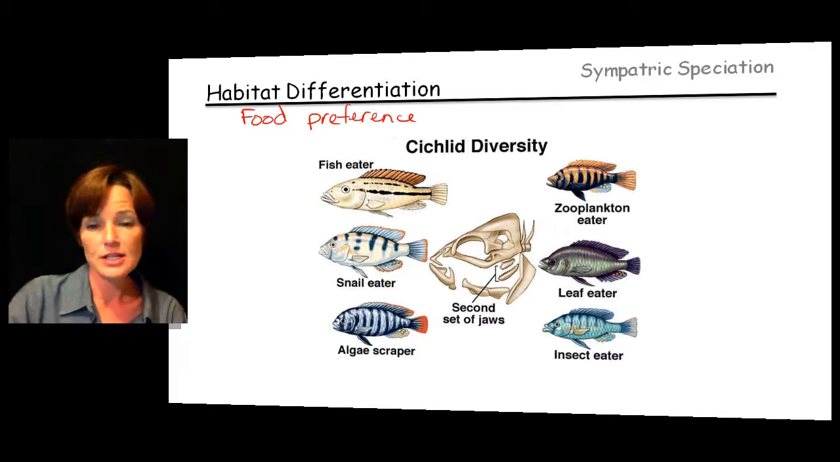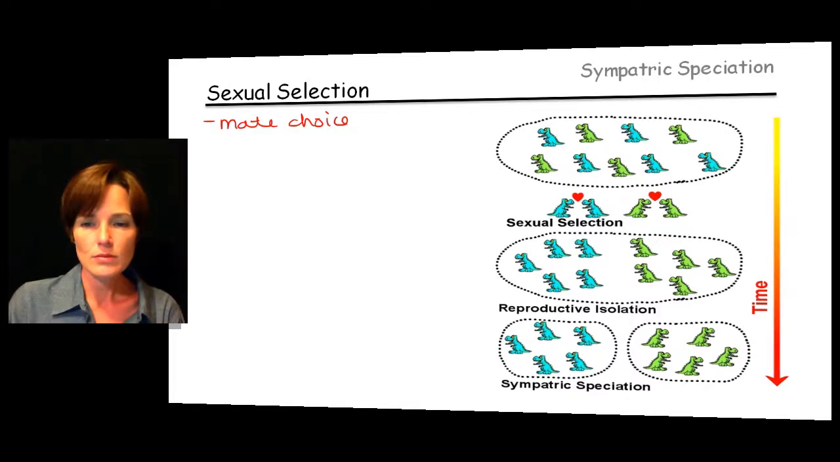Another thing that's contributed to cichlid diversity, and then also some other species, is sexual selection. So when we talk about sexual selection, we're talking about basically mate choice. In this picture here, you have two different looks in the population, and they begin to prefer one look over another. It's not to say any one look is better than the other, but there's this preference here.